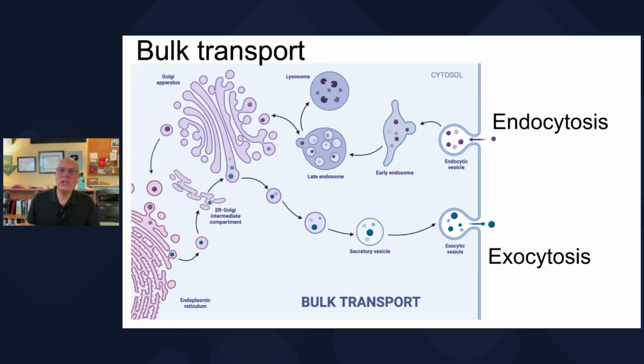We're going to end this discussion of transport by talking about bulk transport. And there are two forms to know about: endocytosis and exocytosis. Bulk transport, what that means is that we're not just talking about molecules or ions. We're talking about large quantities of things. We're transporting things in bulk.